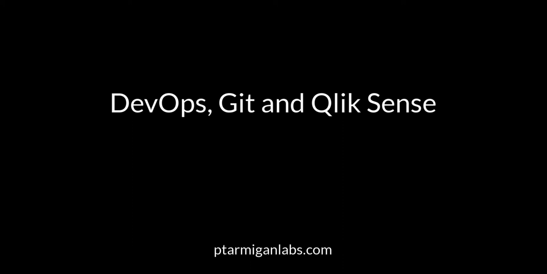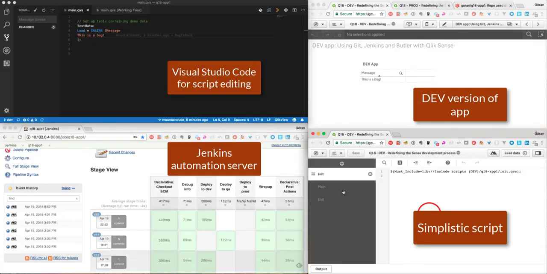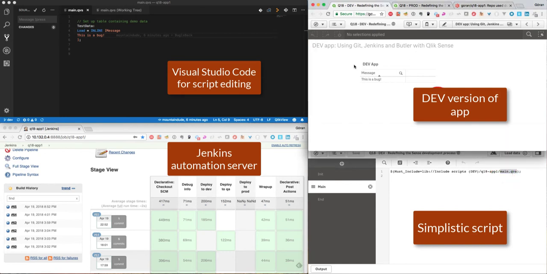Hi everyone, let's take a look at how we can use things like DevOps and Git together with Qlik Sense. So we have here a Sense app, very basic, using include files, reading the script from files on disk, very minimalistic, and the UI has a bug in it. This is a bug, and we're going to fix that bug.